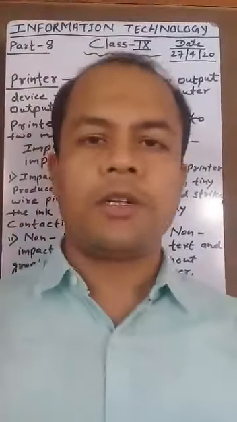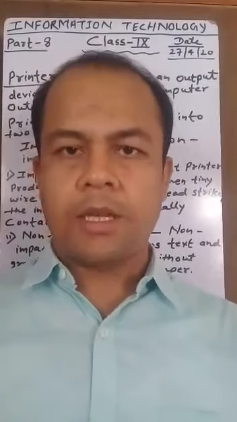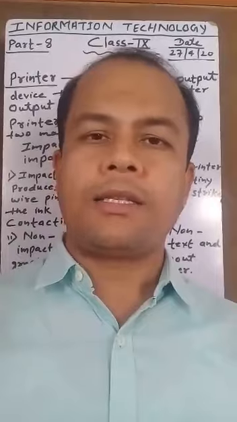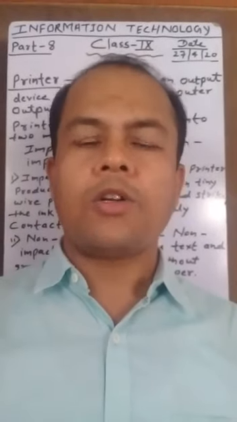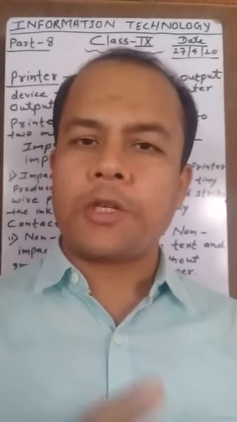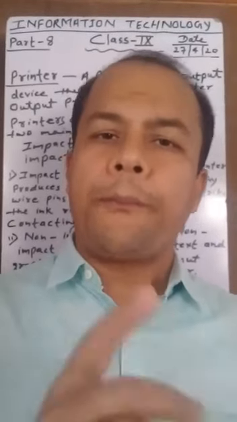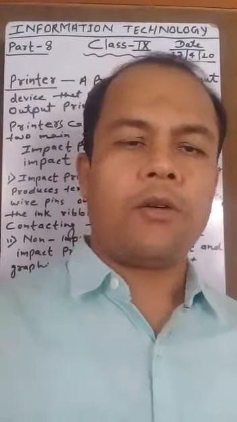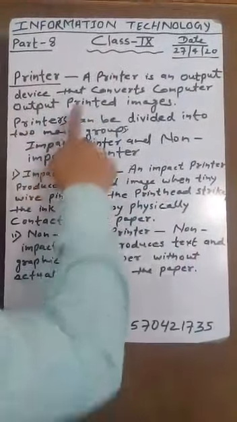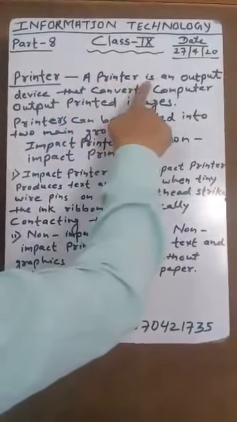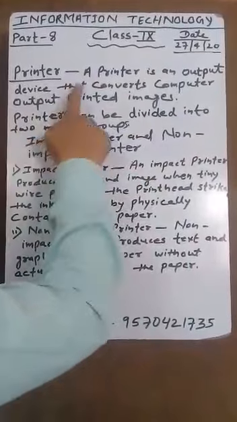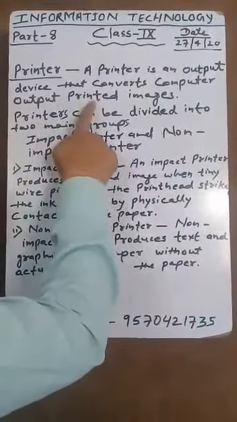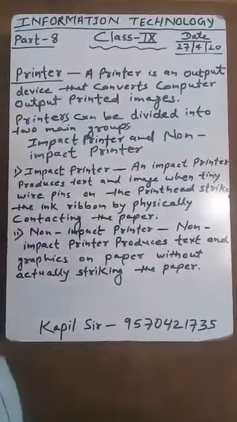Dear student, in the previous class, I explained about the output device, the monitor. Today I am going to explain about the printer. Printer is also an output device. A printer is an output device that converts computer output into a printed image.